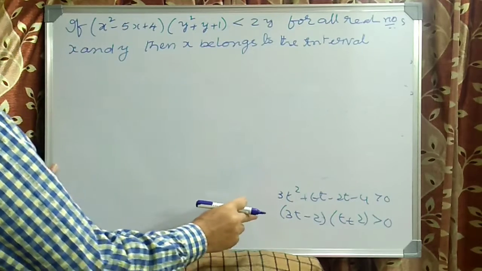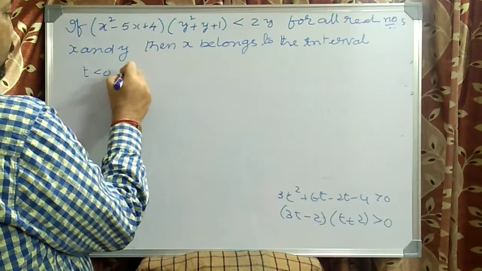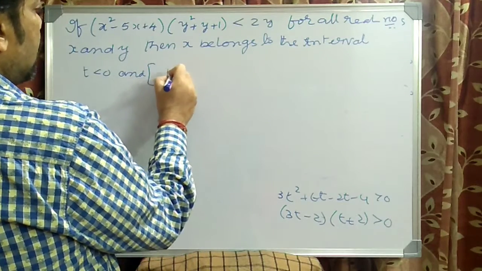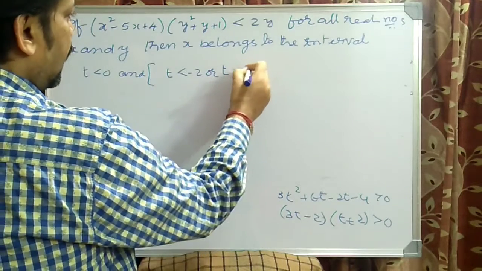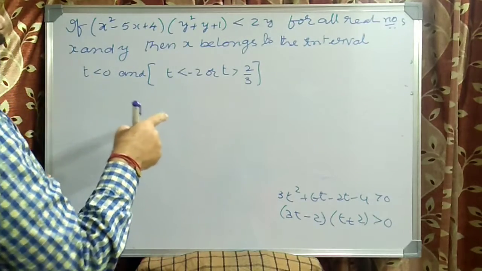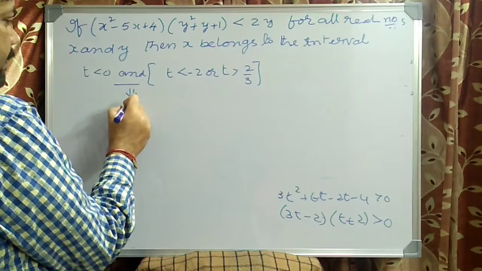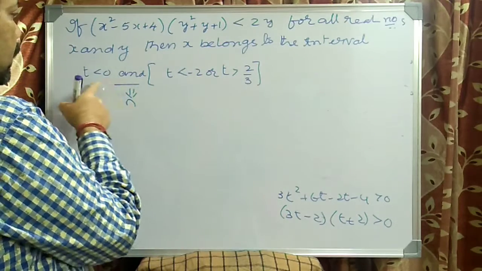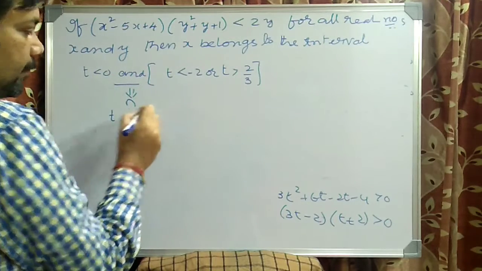So basing on this, we have t less than 0, and this property says that t is less than minus 2 or t is greater than 2 by 3. Now I have to take the intersection of this part and this part, not the union. Taking the intersection, I get t less than minus 2.